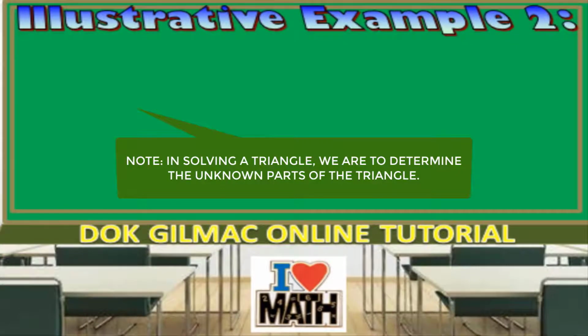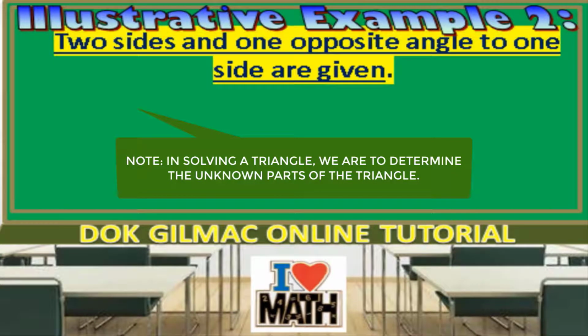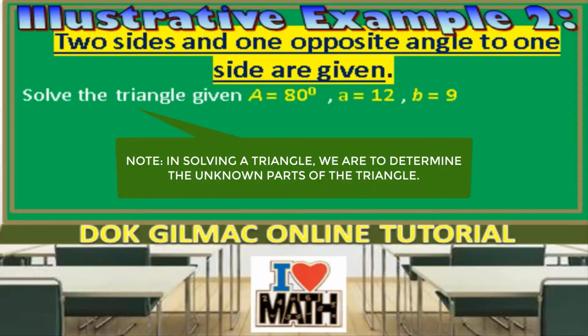Consider illustrative example number 2. Two sides and one angle opposite one of the sides are given. Solve the triangle given angle A is equal to 80 degrees, side a is 12 units, and side b is equal to 9 units.